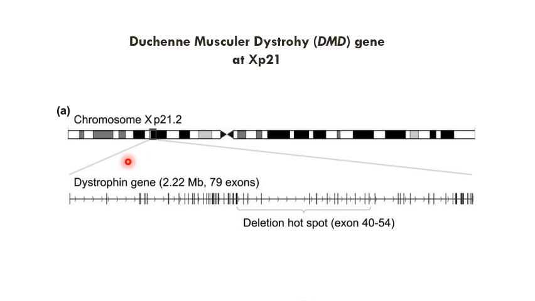Here it just says that because it's an X-linked recessive disorder, the gene will be located on chromosome X on the p21.2 arm. Once you magnify more, you will see that it is 2.22 megabases with 79 exons. So the deletion hotspot for causing the DMD disease will be the deletion in exons 40 to 54. Once you see this deleted in the previous slide, you will know that the person has the DMD disorder.